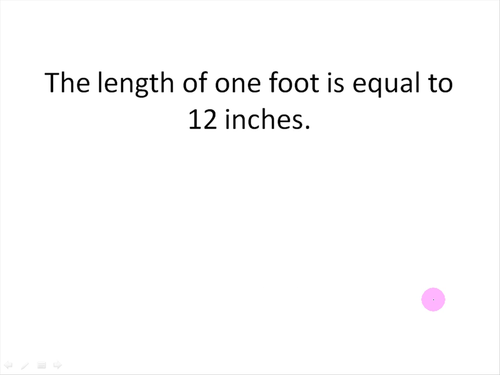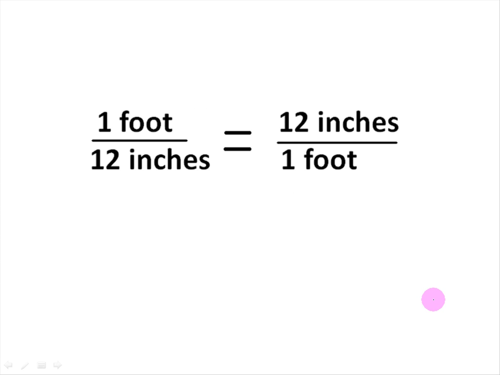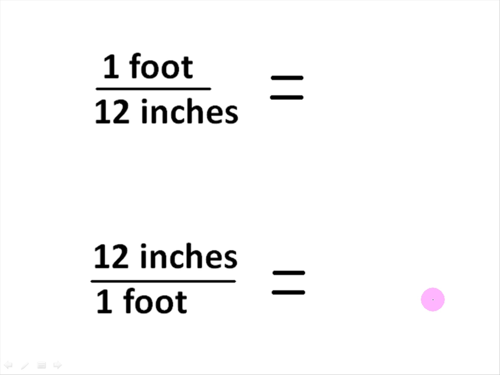The length of 1 foot is equal to 12 inches. Perhaps you already knew that. 1 foot equals 12 inches, but 12 inches also equals 1 foot. 1 can be written as 1 foot over 12 inches or 12 inches over 1 foot. See, we'll take a look. 1 foot is the same unit of length as 12 inches, and so it turns out to be just 1. 12 inches over 1 foot turns out to be just 1.